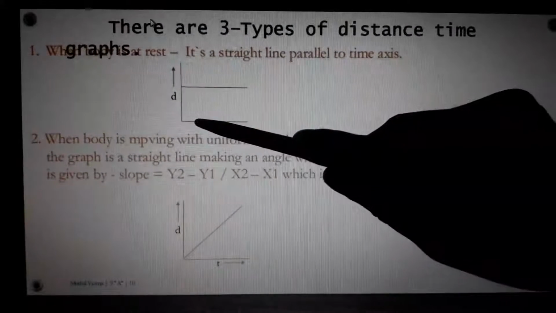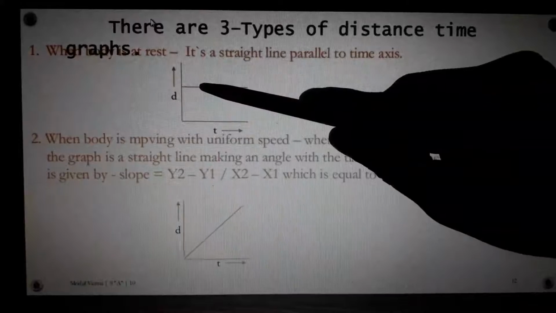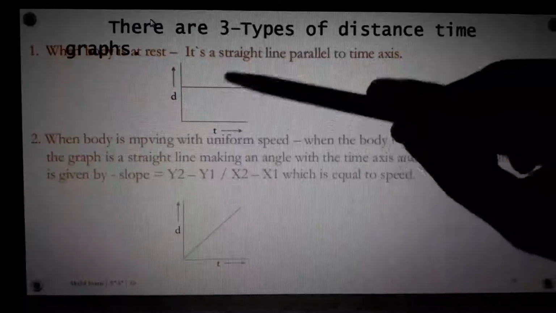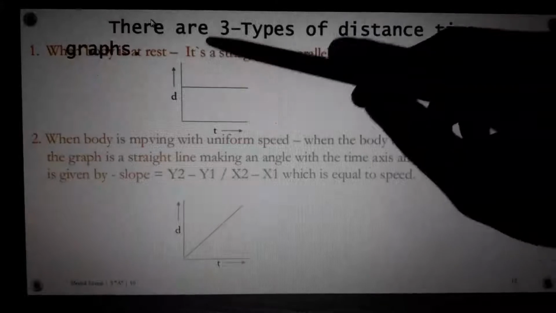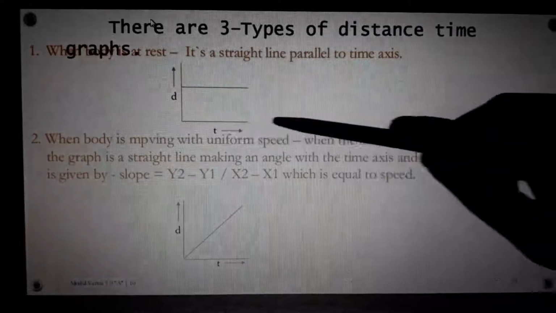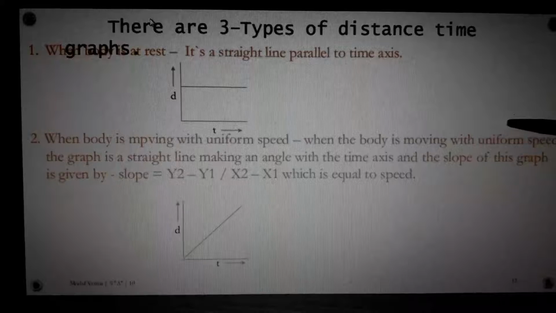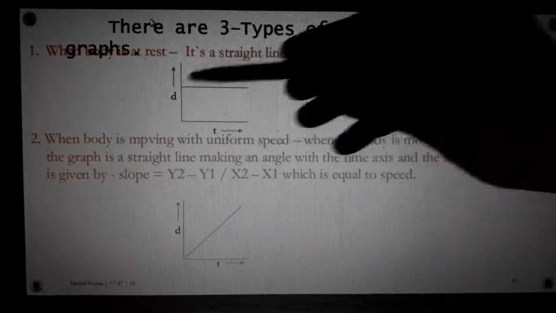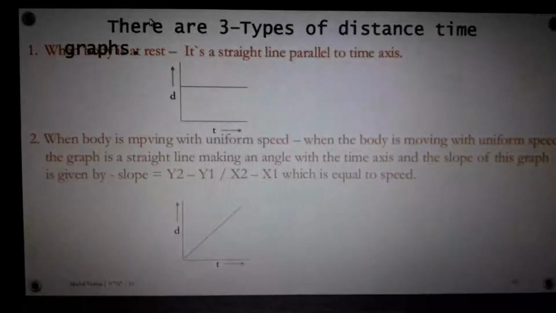So in 1 second there is no change in distance. In 2 seconds there is no change in distance because the particular object is at rest. So how much time has it taken? If you take 20 seconds, 30 seconds, 40 seconds, 60 seconds, the position of that object is not changing, because it is at rest. If we draw that type of graph on paper, we will get a line parallel to the x-axis.